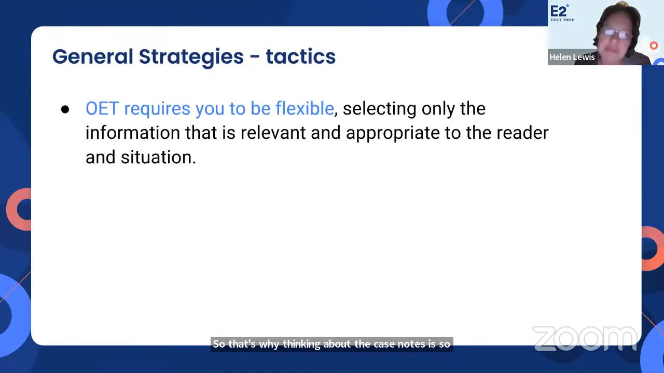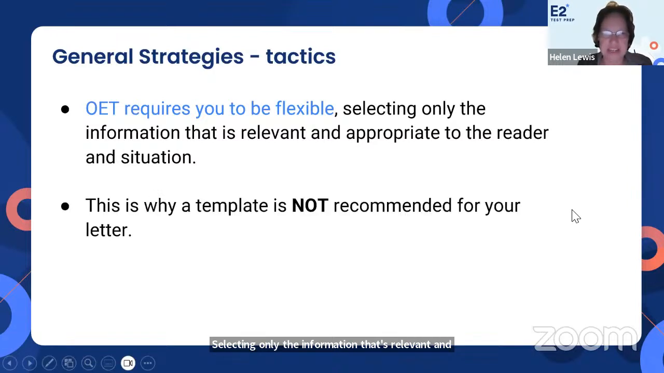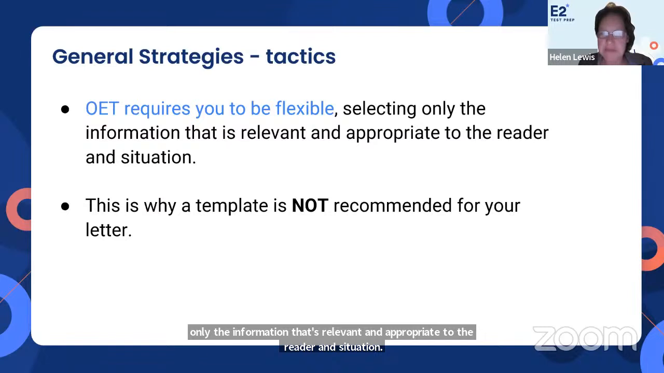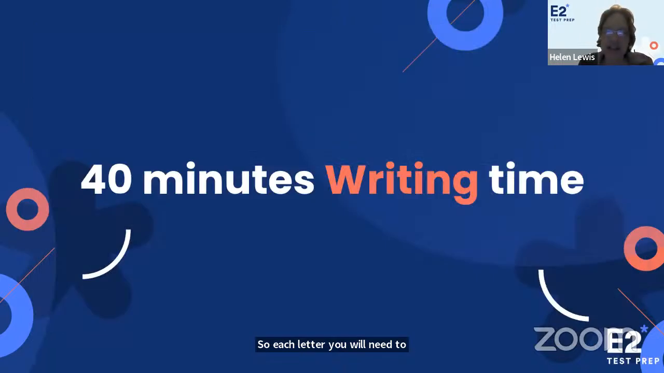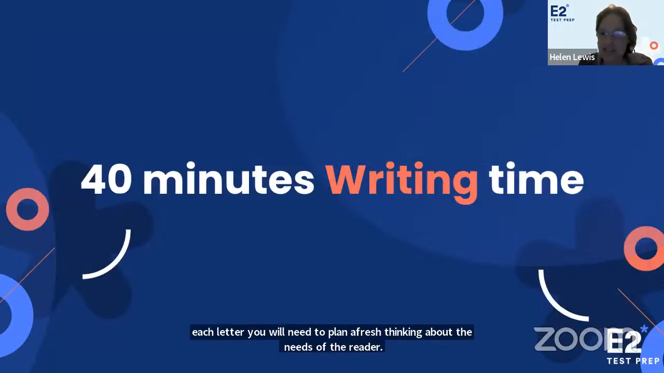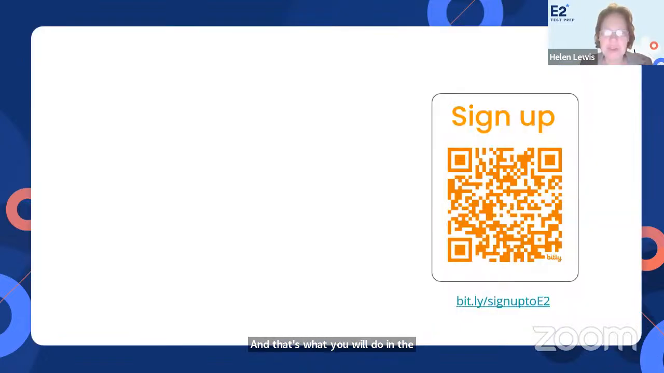So now let's turn to some general strategies and tactics. OET requires you to be flexible, selecting only the information that's relevant and appropriate to the reader and situation, as we've said today. And a template is therefore not recommended for your letter. So each letter you will need to plan afresh, thinking about the needs of the reader. And that's what you will do in the writing time. You'll start with the plan, okay?